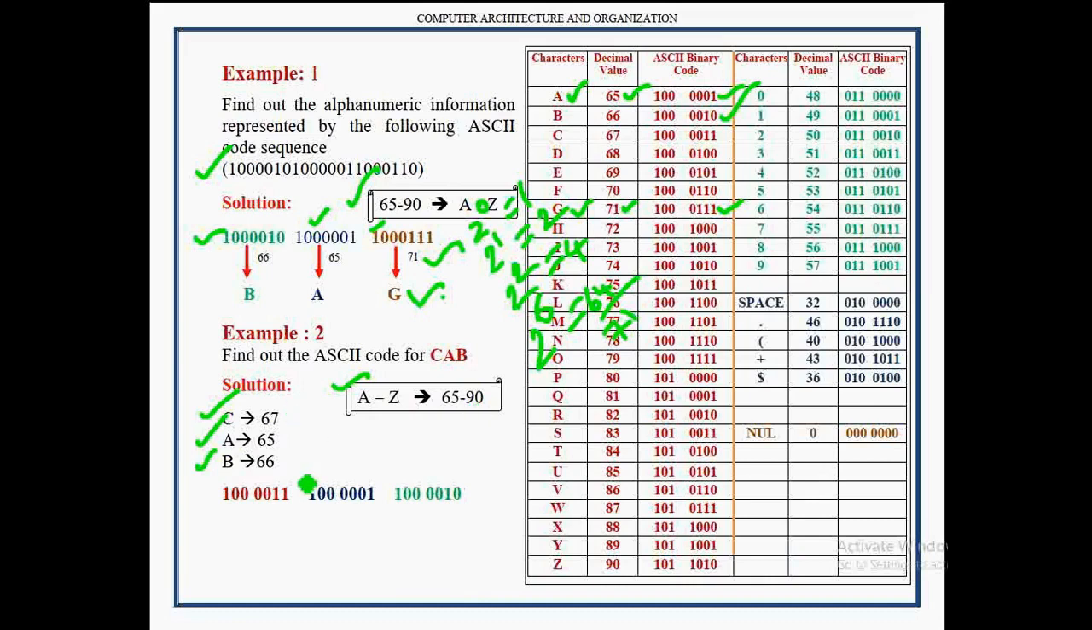Now we got decimal values for all the alphanumeric characters. For these decimal values, we can easily find out the 7-bit binary code. Here this is the 7-bit binary code for the decimal value 67, this is the 7-bit binary code for the decimal value 65, and this is the 7-bit binary code for the decimal value 66. Now we finally got 3 ASCII codes.